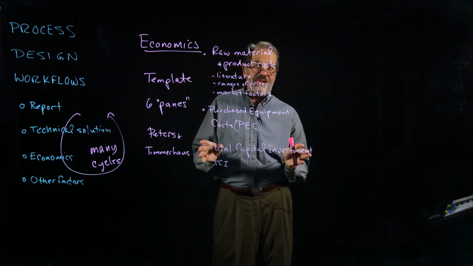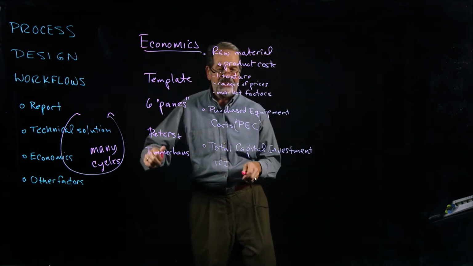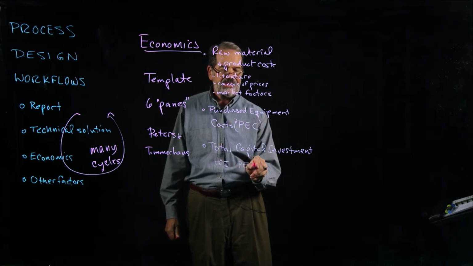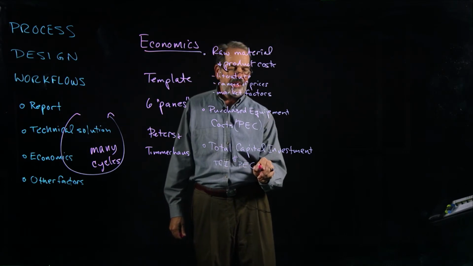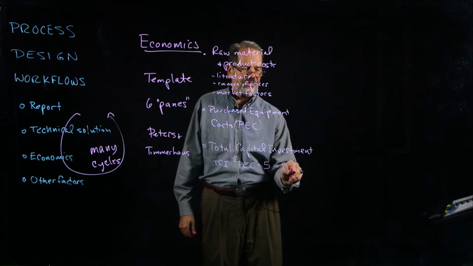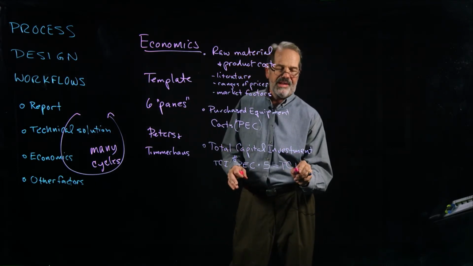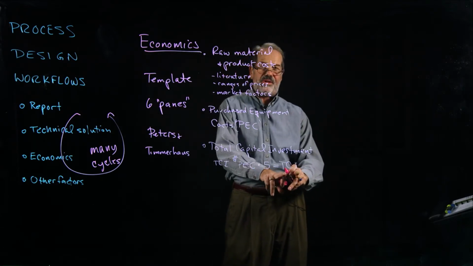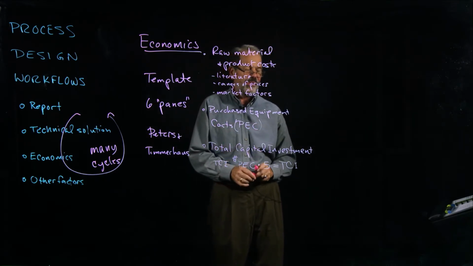If you don't know anything else, you can approximate the total capital investment by taking the process equipment costs in dollars and multiplying by 5. For the chemical process industry, that is a typical factor that will get you from purchase equipment cost to total capital investment. So that's something if you don't know anything else.